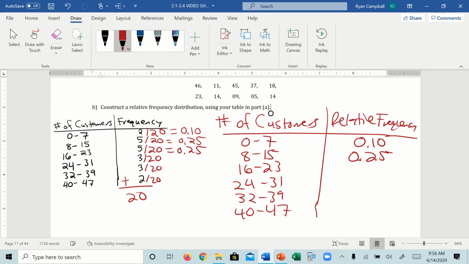All right, we already got 0.25. When we divide the 3 by 20, we get 0.15. We already did 3 divided by 20 to get 0.15, and then 2 divided by 20 to get 0.10.